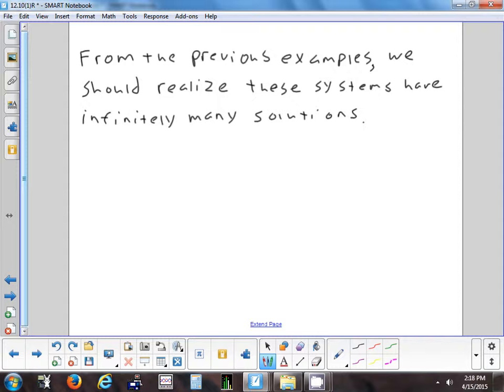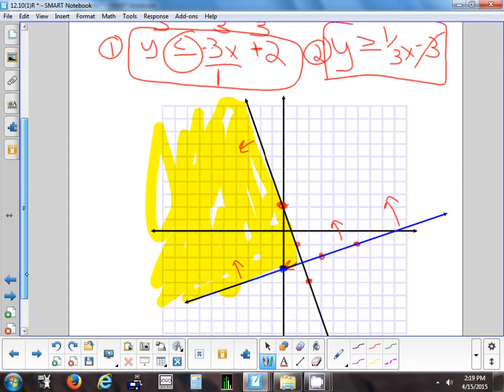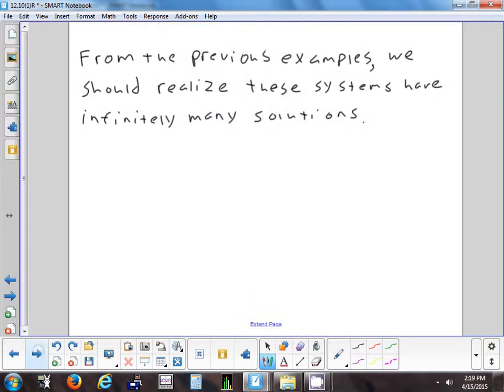All right, so in all those examples we just did, basically anywhere that you shaded, you could pick and say, this is a solution. This is a solution. Any point. Any ordered pair, any coordinate in that region will work. Exactly. Mr. Wright just said any coordinate in that region is an answer. Okay? Now, if you draw and there's no overlap, let's see what happens there.